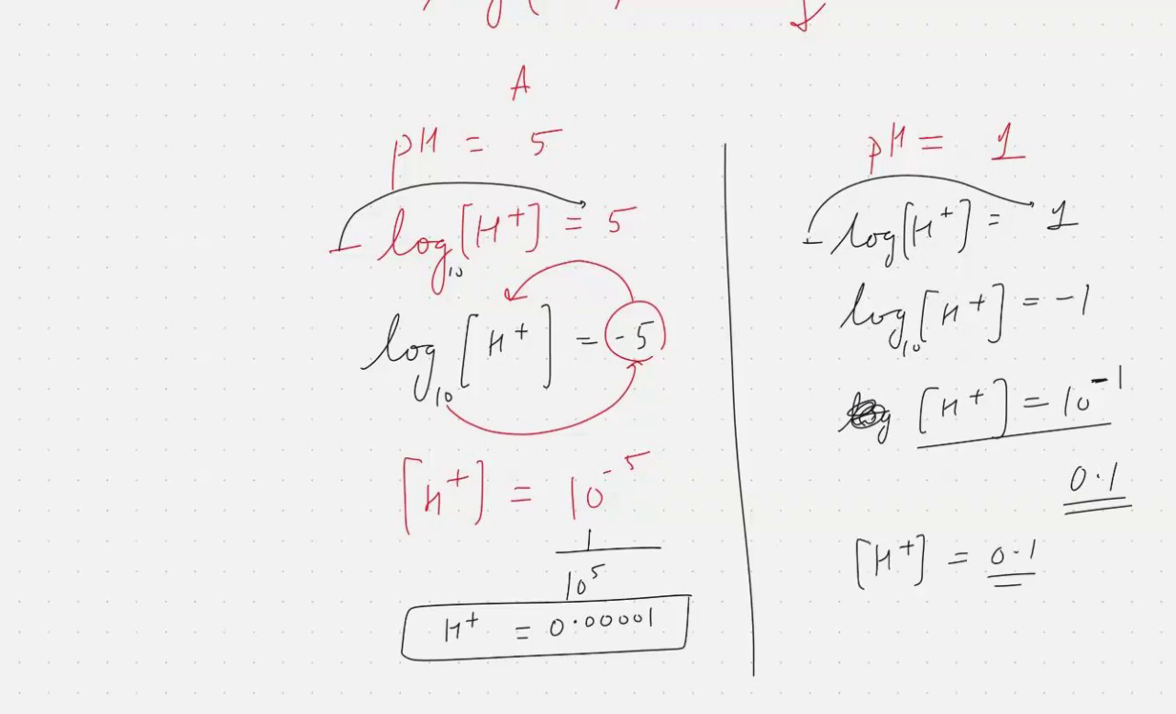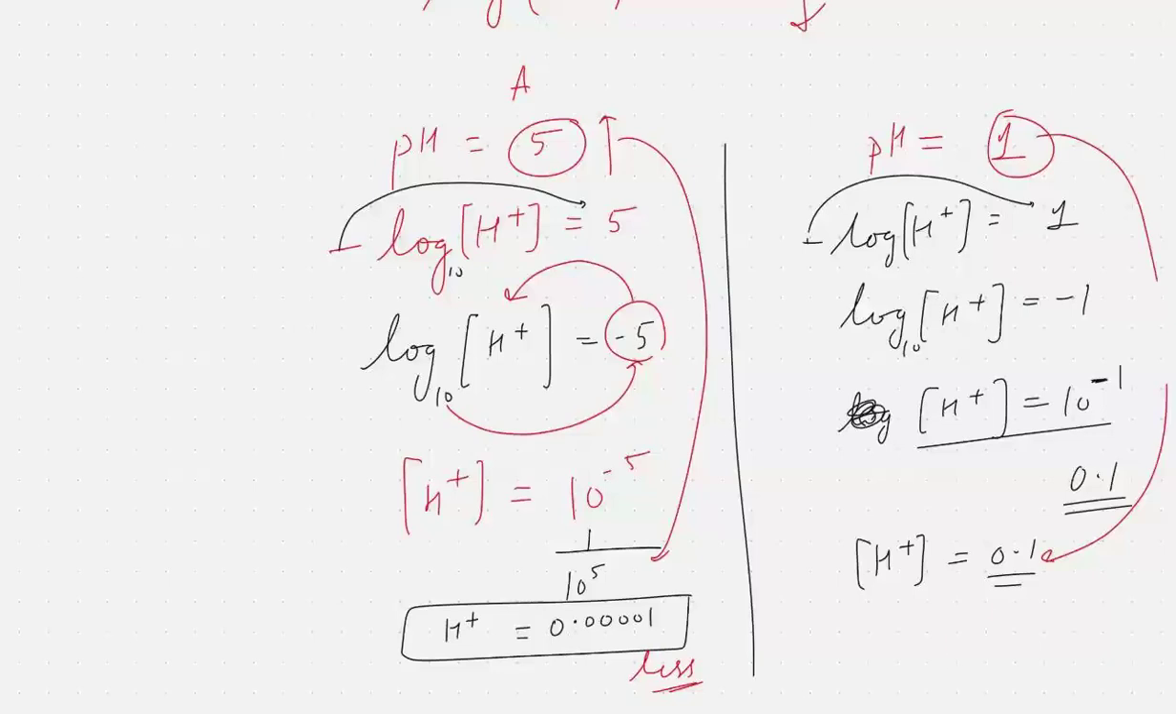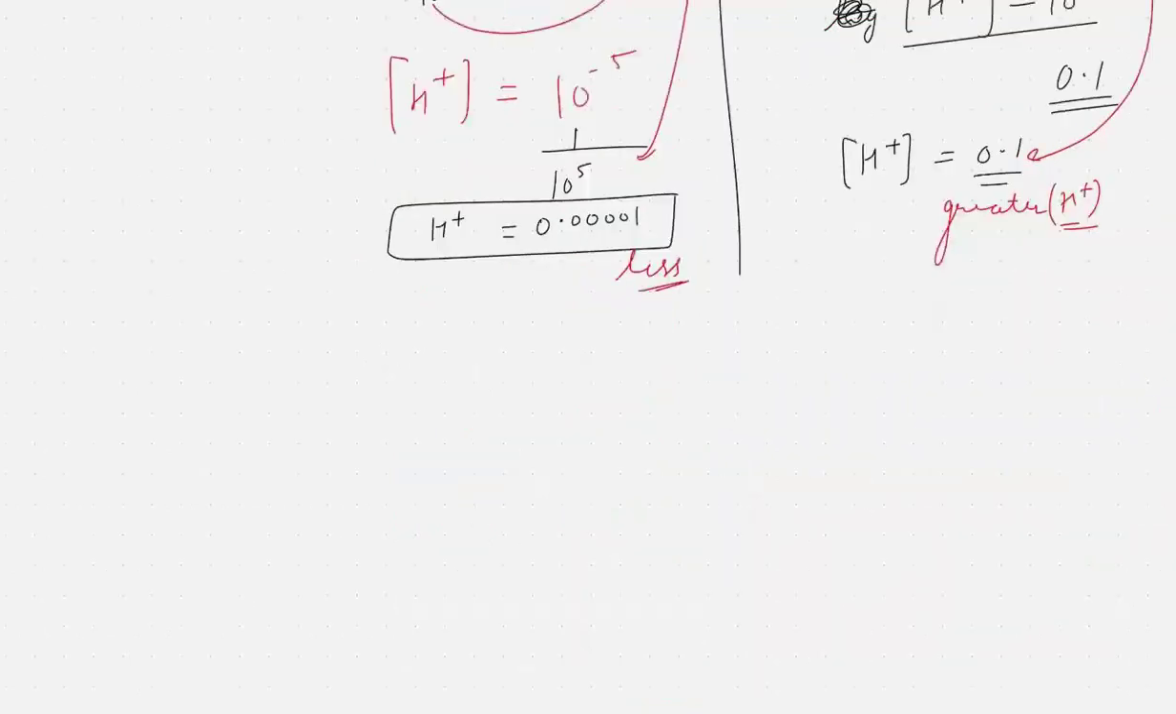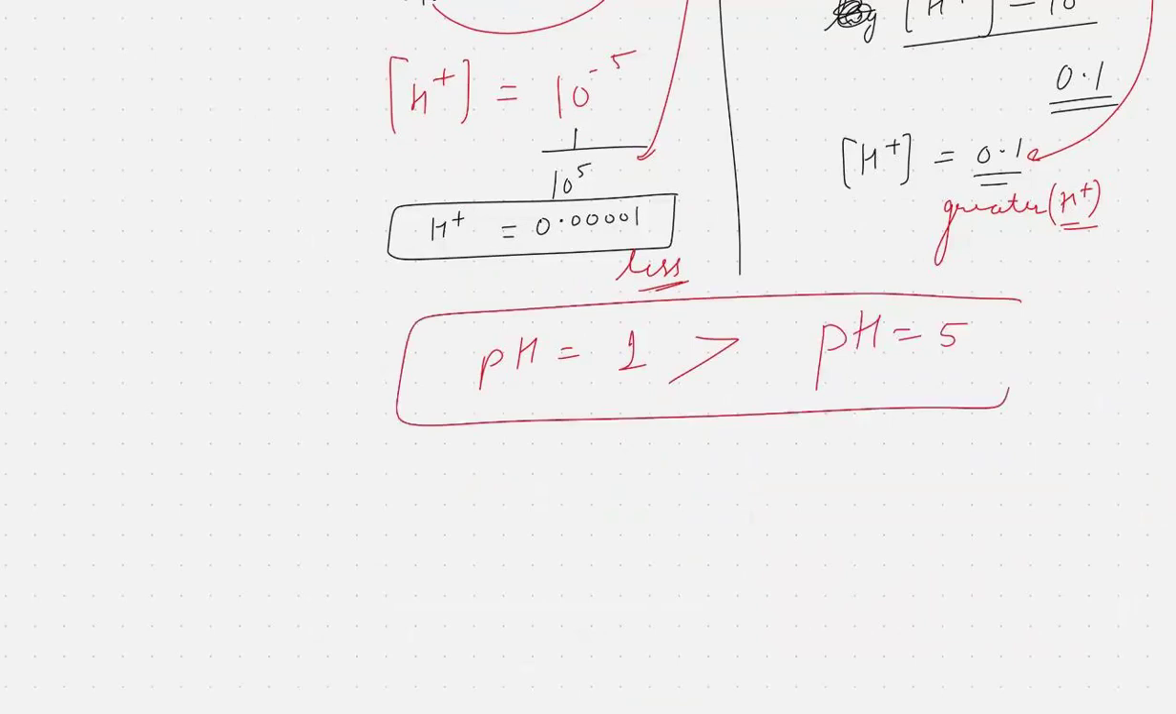So you understand, whosoever's pH is greater has less H plus ion concentration. Whosoever's pH is lesser has greater H plus ion concentration. And whenever you have greater H plus ion concentration, what does that mean? That means it is more acidic. So that is why if you have a pH of 1, it will be more acidic than pH 5. Are we understanding my point?